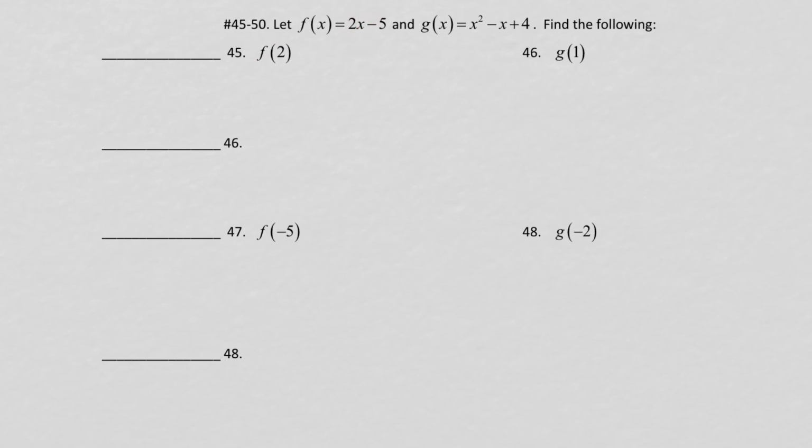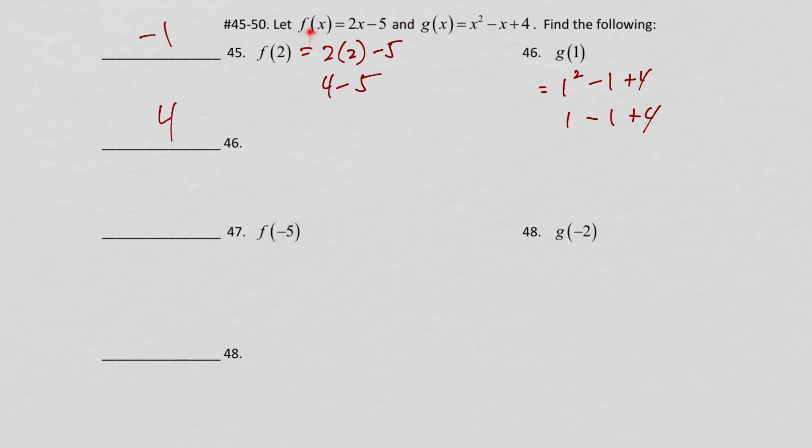F of 2, here's the f function. F of 2 is we're going to put the 2 in for x. So this is equal to 2 times 2 minus 5. That's negative 1. This is the g function. G of 1 is we're putting in a 1 for x. So we have this is equal to 1 squared minus 1 plus 4. This is equal to 4.